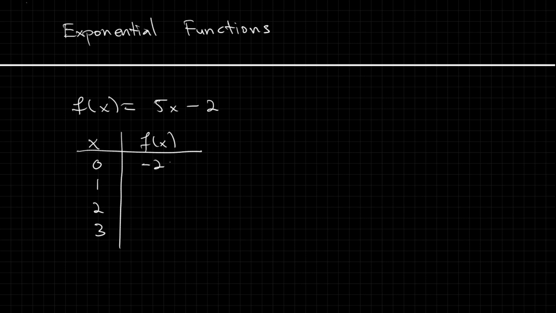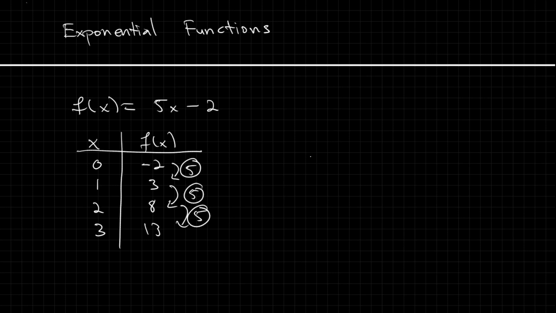So negative 2, 5 times 1 minus 2, that would be 3. 5 times 2 is 10, 10 minus 2 would be 8. And 5 times 3 is 15, 15 minus 2 is 13. And so you see, as we increase the x value by 1, the difference in the y values is always 5. And the important thing here to note is that the change in the y value is always the same.